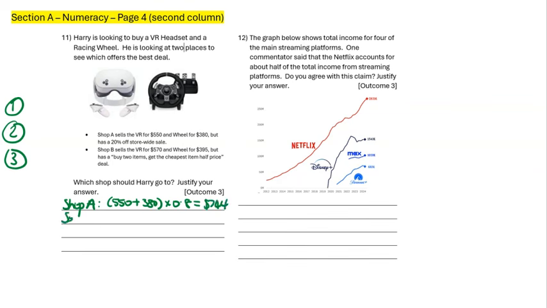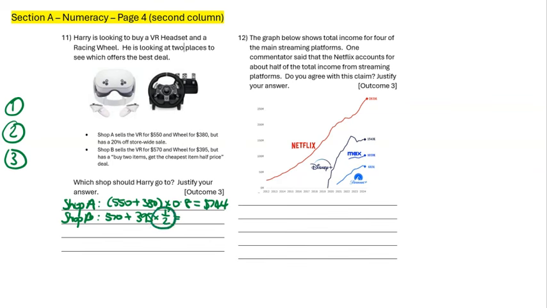I'm now going to repeat the same for shop number B. Let's see what their total is. The working is going to be different, remember? So shop number B, the cheaper one is half price. So that means we're going to be paying the full price for their VR set. So we're going to be paying $570, and we're going to be adding on the price of the wheel, which is going to be half off because you're getting the cheapest of the items half price. So that there is going to be 395 times by 1/2.